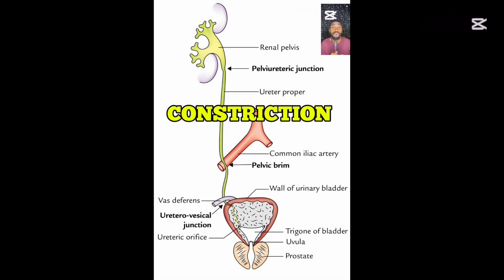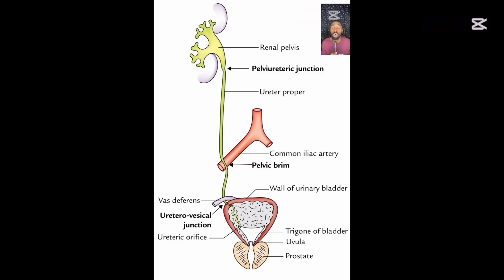Why is the ureter constricted? The ureter is not uniform throughout. It is constricted in some parts to trap foreign particles, kidney stones, or any particle that is passing through the ureter, to allow them to reach the bladder or go to another part of the body.